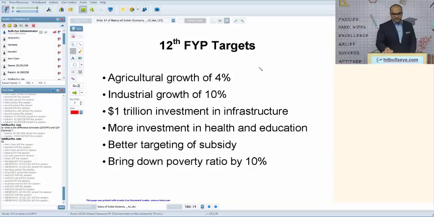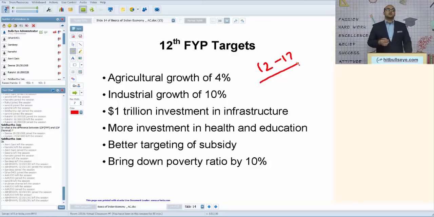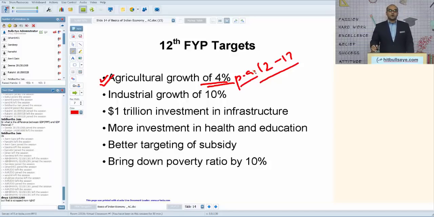This particular plan started, of course, in the year 2012 and will go on till 2017. Again, these are certain figures that you must try and memorize, try and quote them. Where exactly are we headed, or what are our targets? For agriculture growth, we are targeting a growth rate of 4% per annum. This is related to what I said earlier. Agriculture is a very low productivity activity, right?